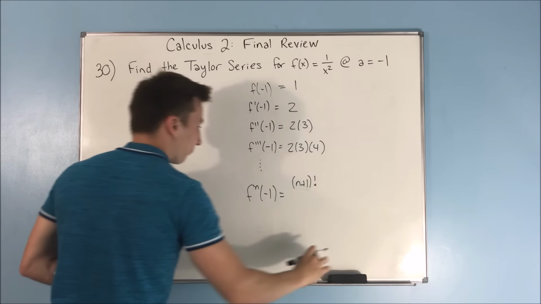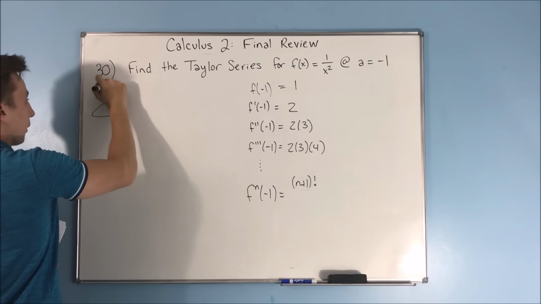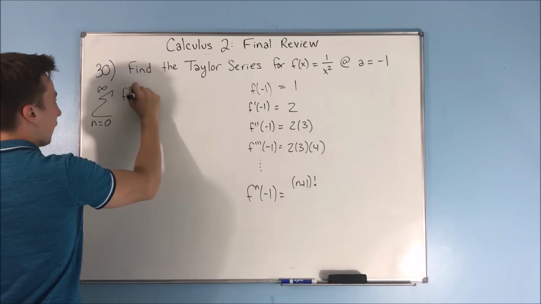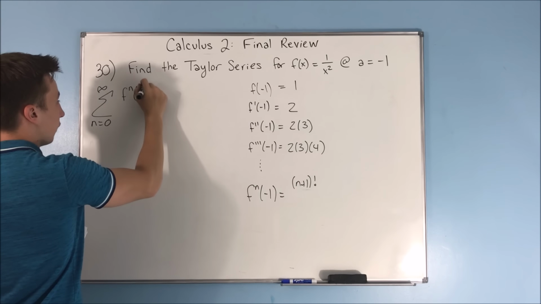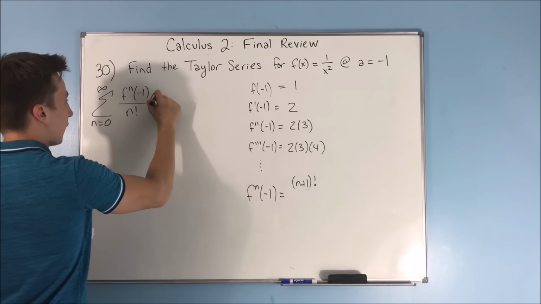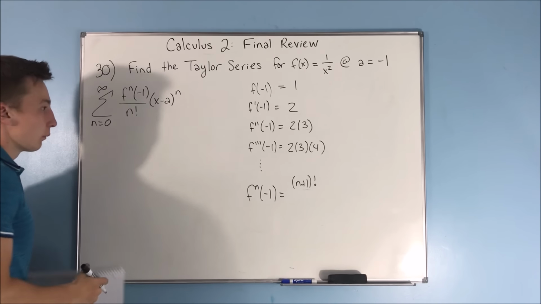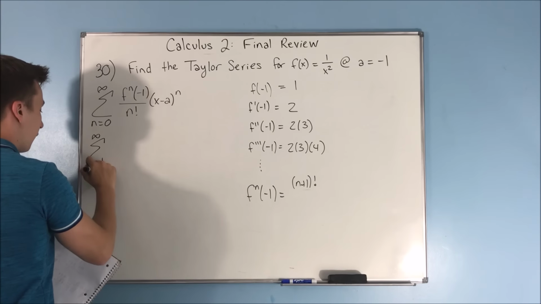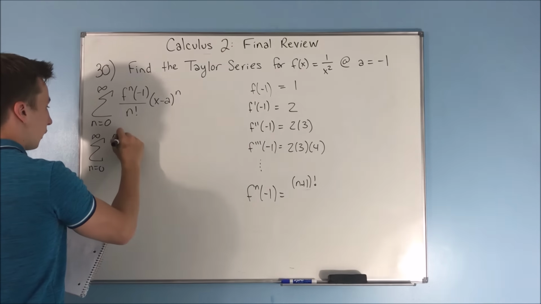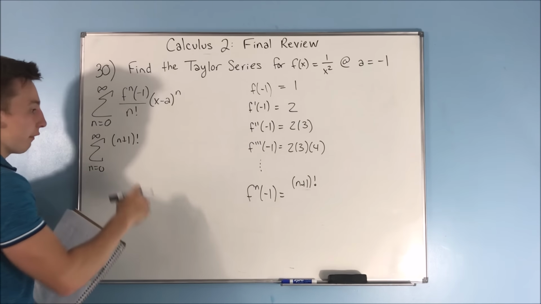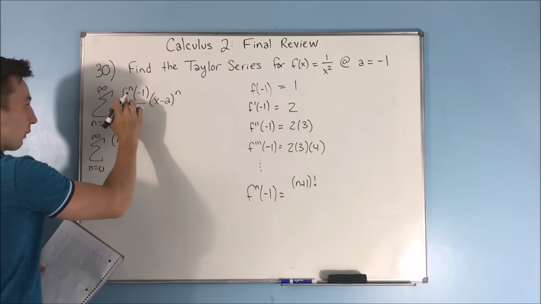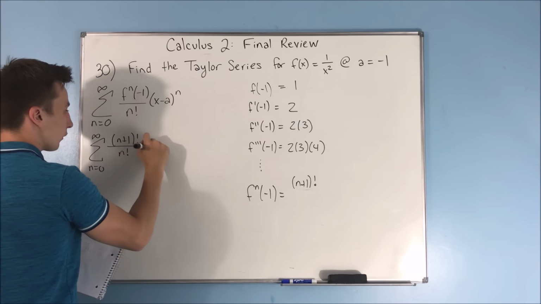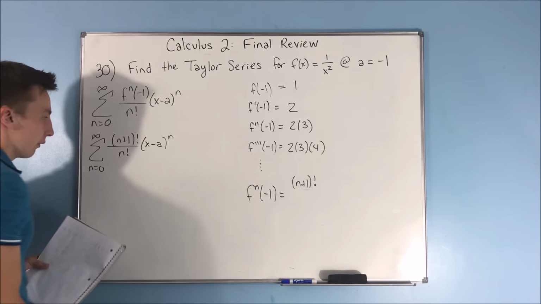Now we know the format for a Maclaurin series, or not a Maclaurin, we're on Taylor. A Taylor series is the nth derivative of f at a, which in this case is negative 1, over n factorial times x minus a to the nth power. Now we can plug in this n plus 1 factorial for our nth derivative of f at negative 1, right? That's why we found it. And we put that over n factorial and multiply it by x minus a to the nth power.